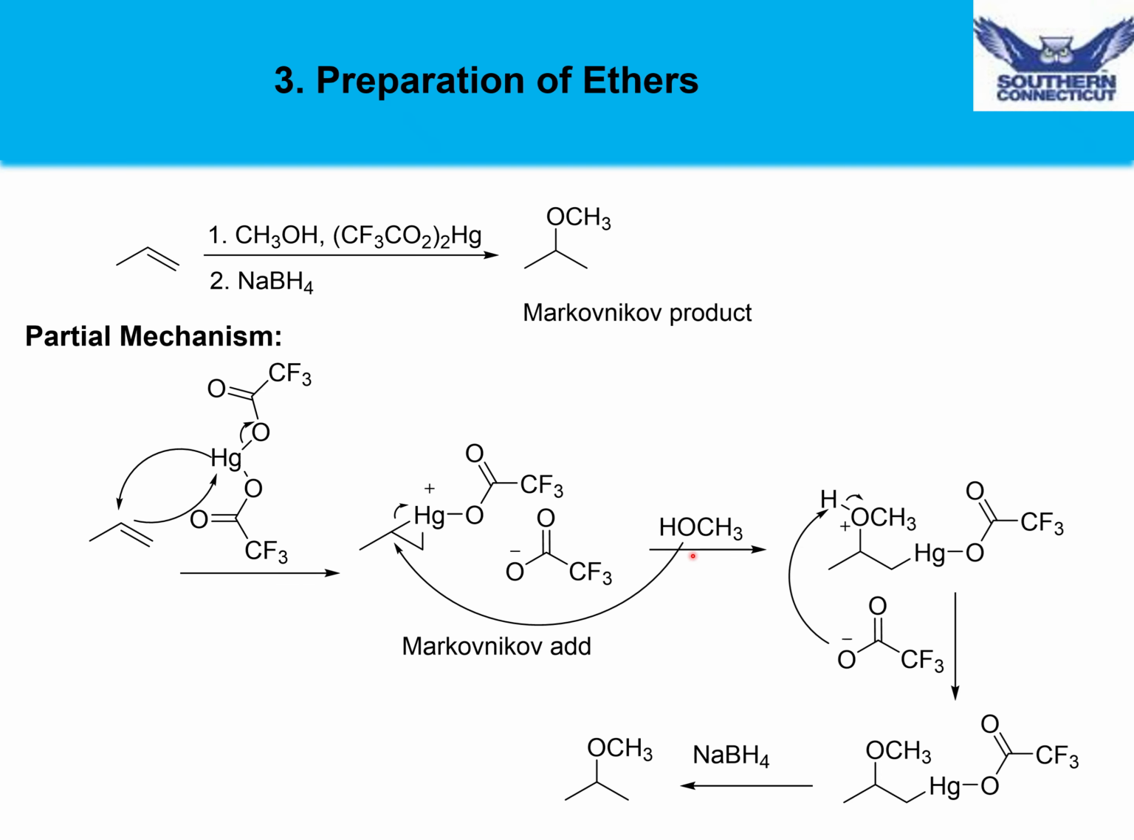In the next step, this hydrogen from the methanol is removed by a base in the reaction, for example, the trifluoroacetate, which was eliminated in the first step of the mechanism. This leads us to the last intermediate, where a methoxy group has added to the more substituted carbon, and a mercury trifluoroacetate group is on the less substituted carbon. And then lastly, sodium borohydride will replace this mercury group with a hydrogen.